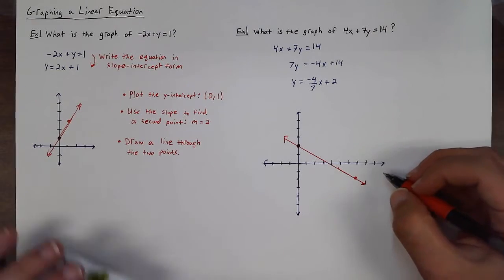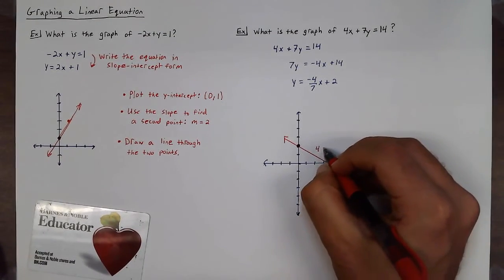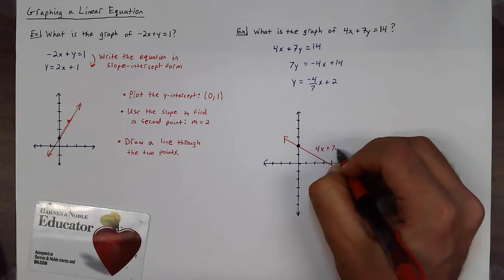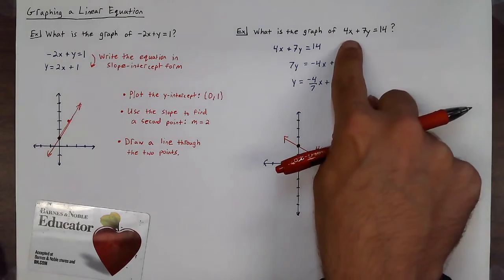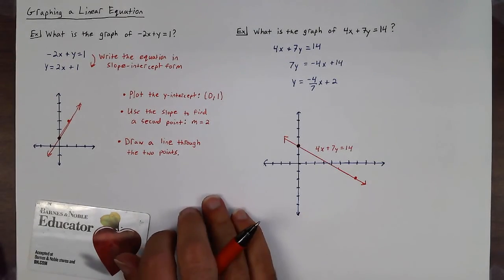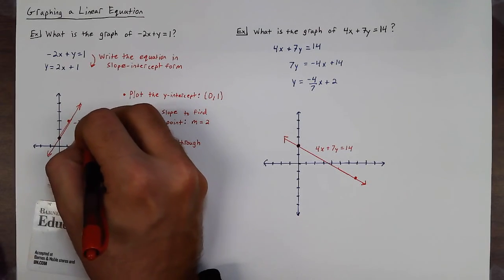So a good practice you can do from here is to say that this red line is the equation 4x plus 7y equals 14, as a nice reminder that you did graph the equation in question. Over here, I would have graphed negative 2x plus y equals 1.